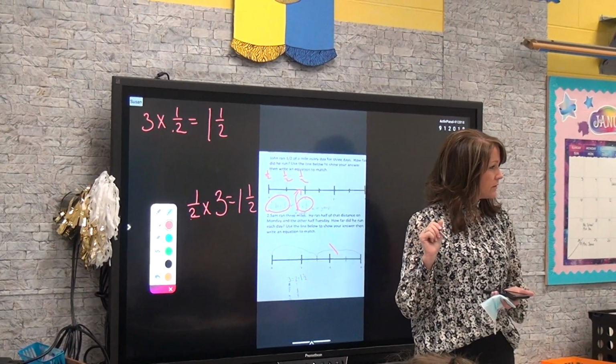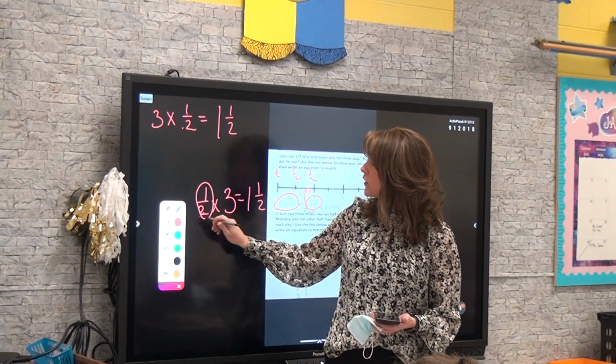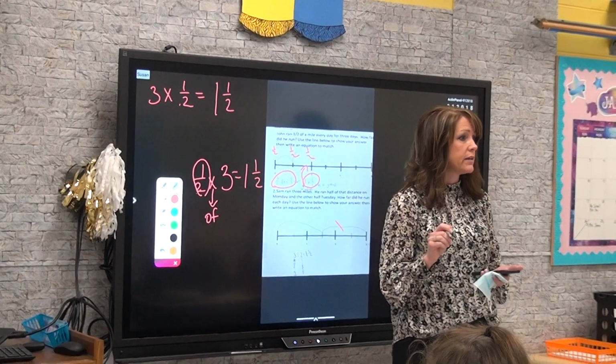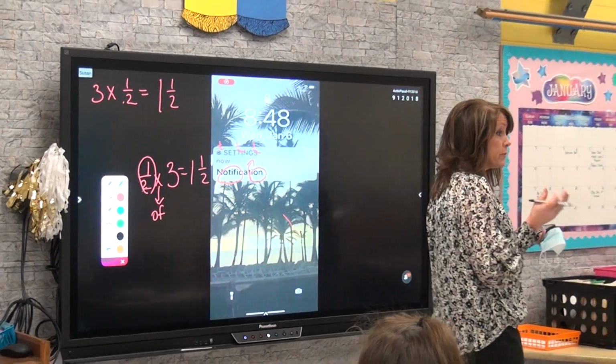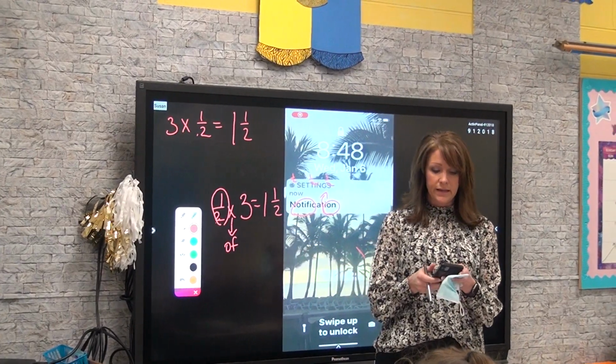Does that sound weird? Sounds a little weird. So when you think about fractions, when your fraction is first, we're taking half of 3. So when you're multiplying, remember our similarities and differences that you all talked about?